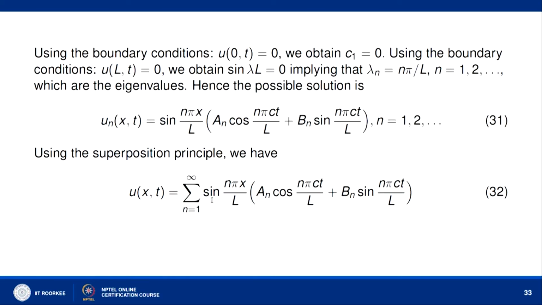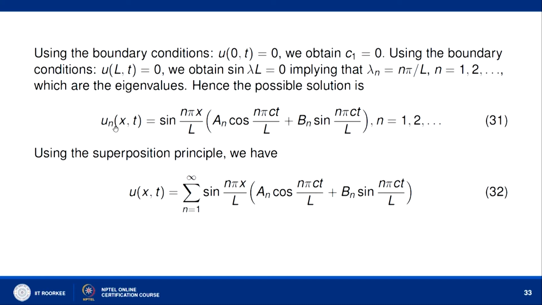You will get a non-trivial solution provided this lambda is n pi by l, which is given here. Using the boundary condition u(0,t) equal to 0 we get c1 equal to 0, as we have pointed out, and using the boundary condition u(l,t) equal to 0 we have sin lambda l equal to 0. This implies that lambda is written as n pi by l, where n is 1, 2, 3 and so on, an integer value, which are the eigenvalues corresponding to the eigenfunction sin lambda x.